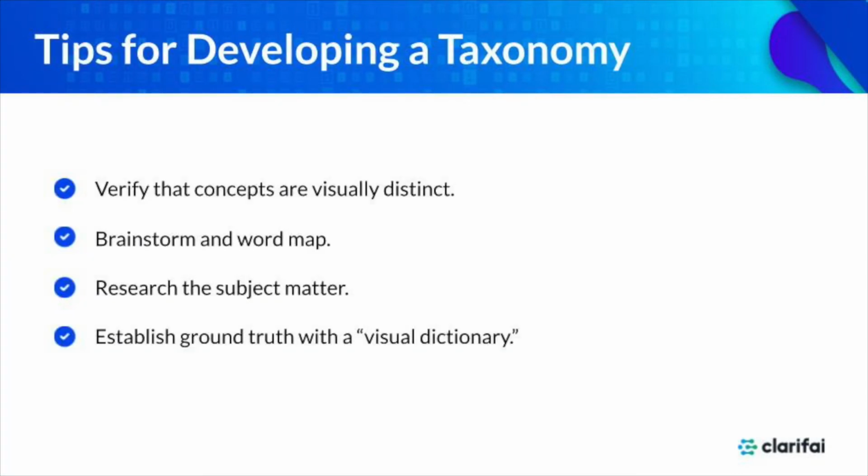In computer vision, the most important thing to remember when building your taxonomy out is that concepts should be visually distinct. This means that each concept looks obviously different from the other model concepts. So the more visual similarities between any two concepts, the higher chance of confusion between them.